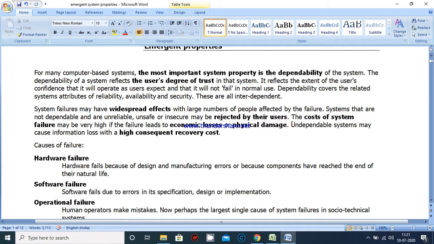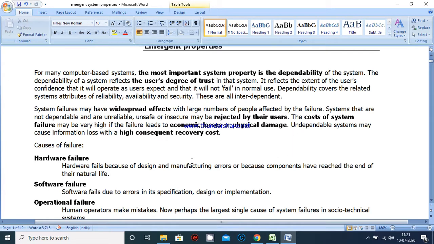System failures may have widespread effects with a large number of people affected by the failure. Systems that are not dependable and are unreliable, unsafe or insecure may be rejected by their users. Surely, the cost of system failure may be very high if the failure leads to economic losses or physical damage. Undependable systems may cause information loss with a high consequent recovery cost.